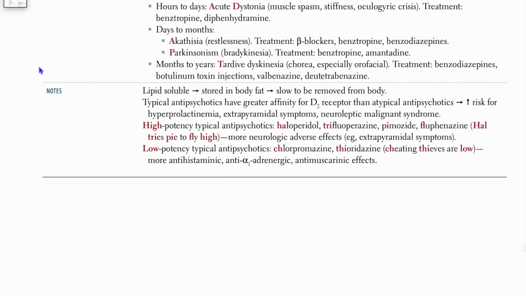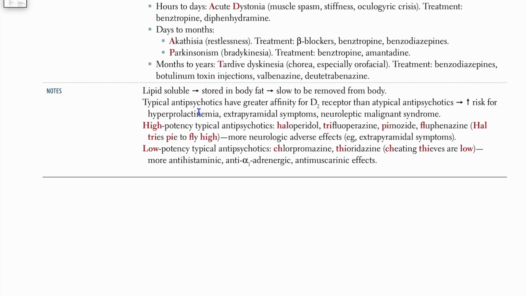Okay. Notes: lipid soluble, stored in body fat, slow to be removed from the body. So it's lipid soluble, so it stays in your body for a long time because it can't be cleared that easily, right? Typical antipsychotics have greater affinity for the D2 receptor than atypical antipsychotics. That leads to increased risk for hyperprolactinemia, extrapyramidal symptoms, and neuroleptic malignant syndrome.